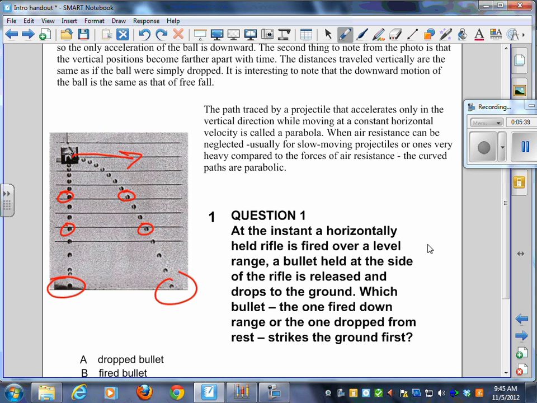The path traced by a projectile that accelerates only in the vertical direction while moving at a constant horizontal velocity is called a parabola. You should know that word. That's amazing. When air resistance can be neglected, usually for slow-moving projectiles or ones very heavy compared to the forces of air resistance, curved paths are parabolic.